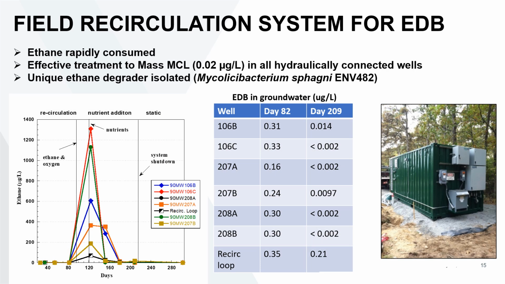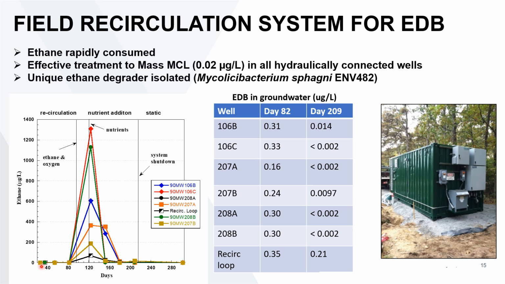The recirculation system was run in different phases. Initially, for about 82 days, we recirculated just to make sure that the EDB was at equilibrium within the aquifer. We then started adding ethane and oxygen. Then around day 120, we started some nutrient addition and then shut the system down after about 209 days.